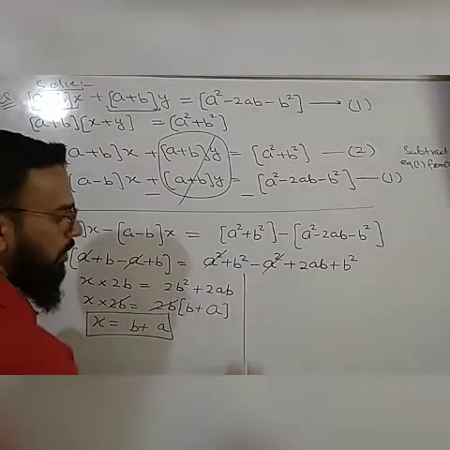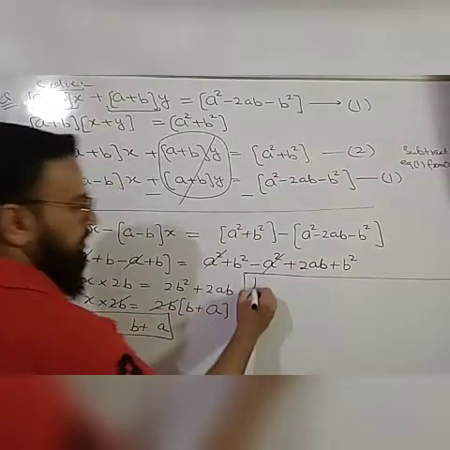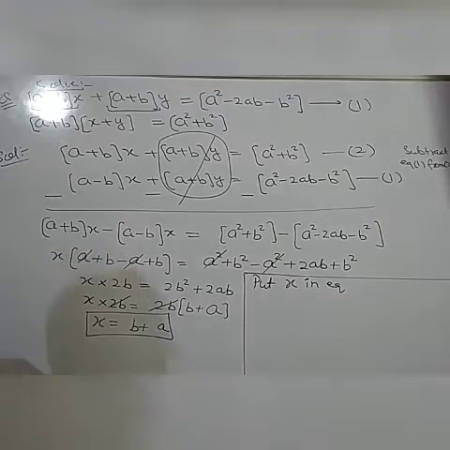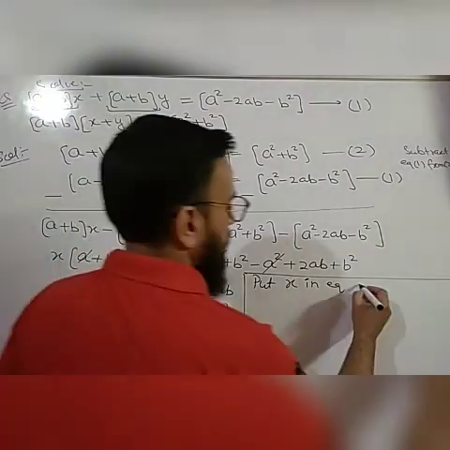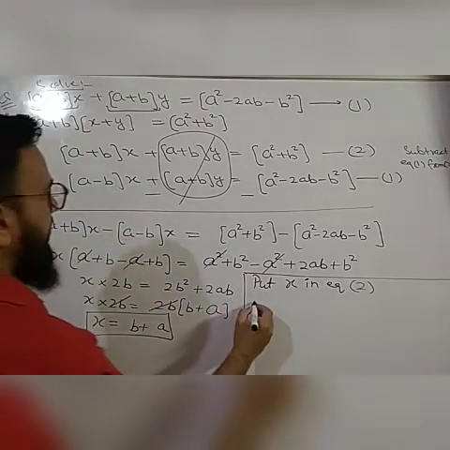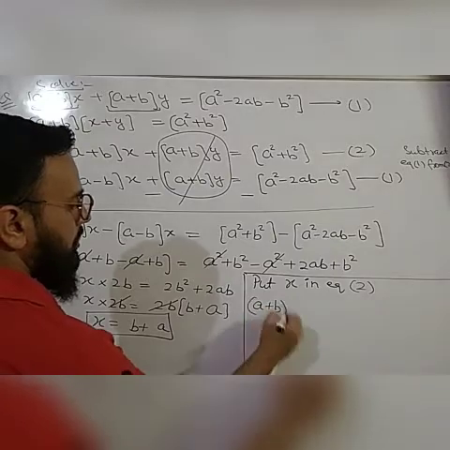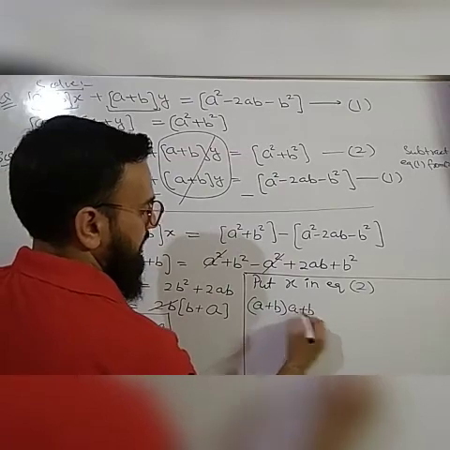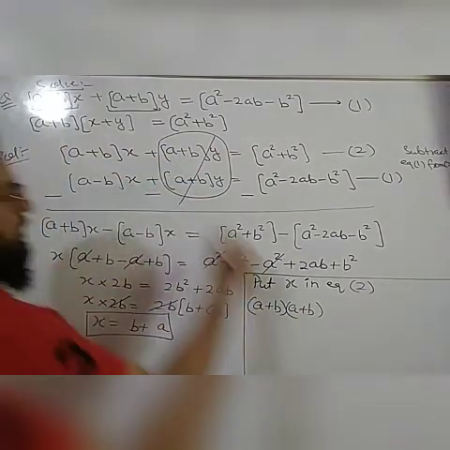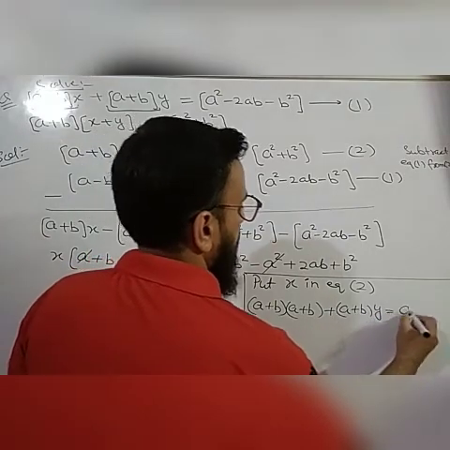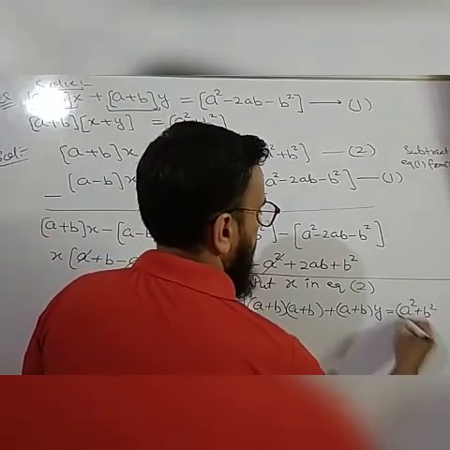Now putting the value of x. Put x in an equation. You can put it in any equation, so I am putting it in equation number 2. Put the value of x in equation number 2. This is equation number 2. So it will be a plus b, and in place of x again a plus b. So it is a plus b into a plus b plus a plus b into y is equal to a square plus b square.